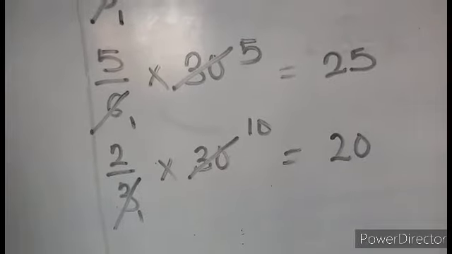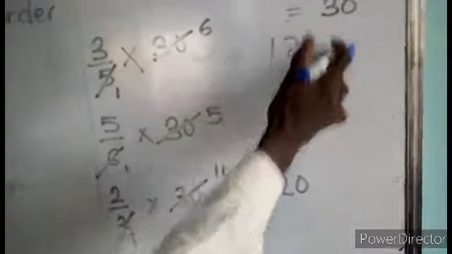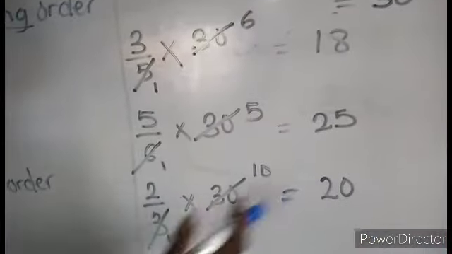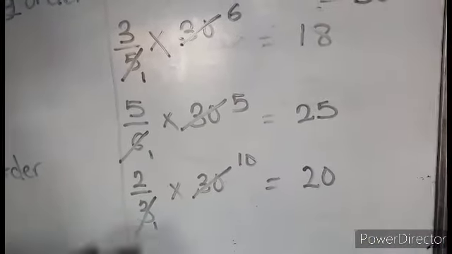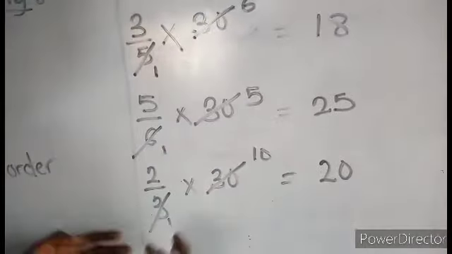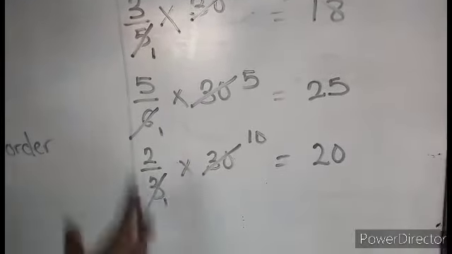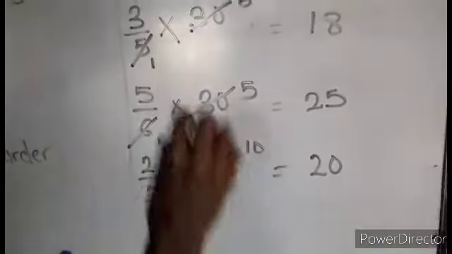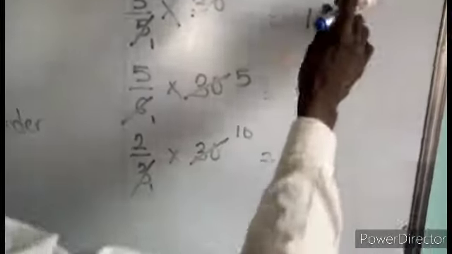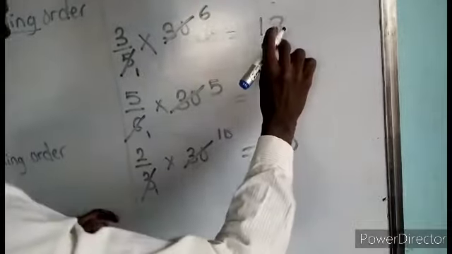Now, we've been able to turn each of our fractions into a whole number. Why do we have to do this? To make it easier for us in arranging these fractions. So let's arrange in ascending order, which is from the least, the lowest, to the highest. So with these three numbers, let's compare them. Which is the lowest? We have 18 as the lowest.